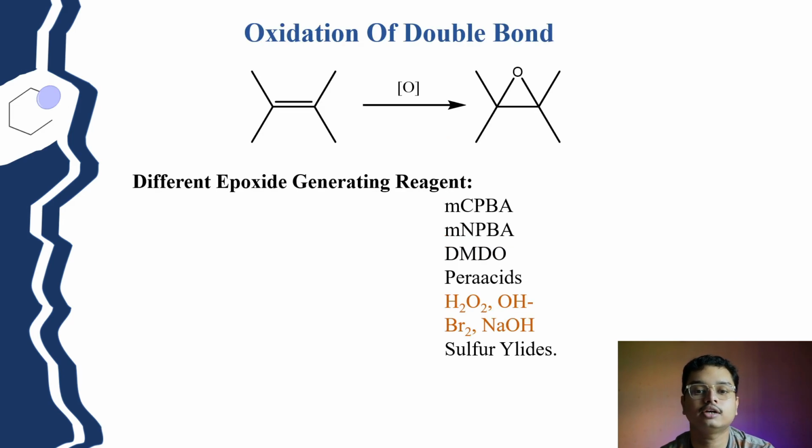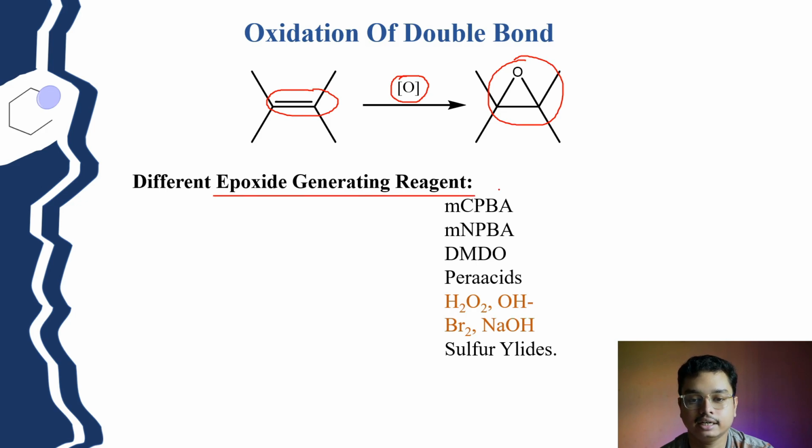First of all, for the oxidation of double bonds, we are mainly focused on this particular reaction where the double bond or the olefins, in the presence of epoxidizing agents, will generate this type of epoxides. Different epoxide generating reagents are there, some electrophilic epoxidation agents and some nucleophilic ones.